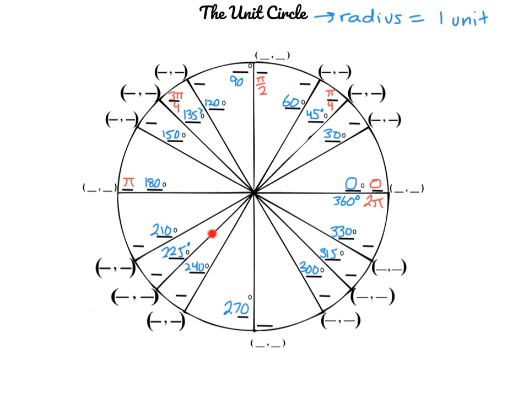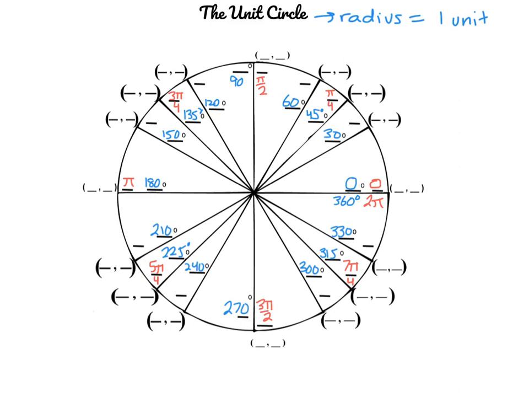Let's keep counting by fourths. This becomes 5 pi over 4. This becomes 6 pi over 4, which would simplify to 3 pi over 2. So 5 pi over 4, 6 pi over 4, and then this is 7 pi over 4. And then 8 pi over 4 gives us 2 pi.